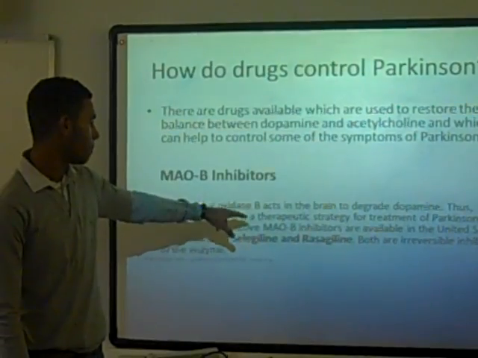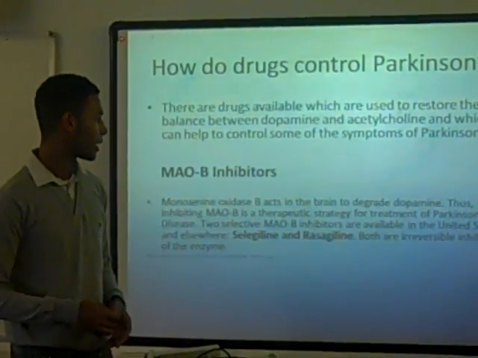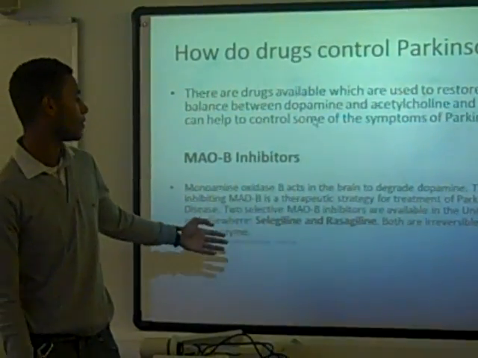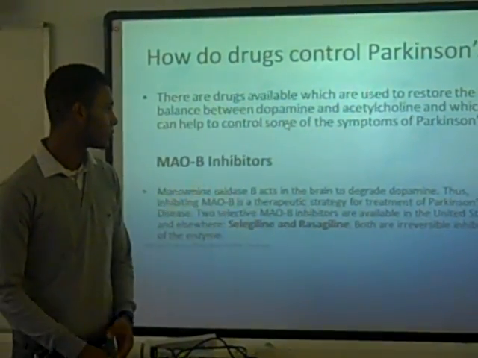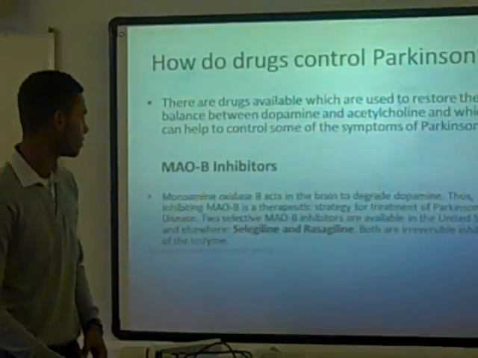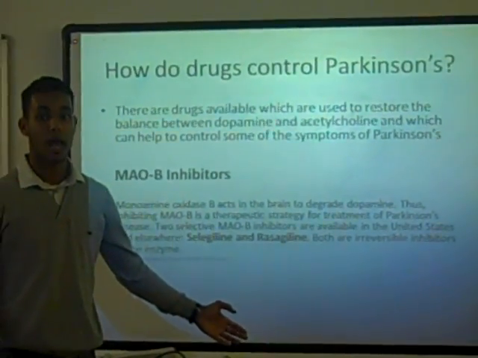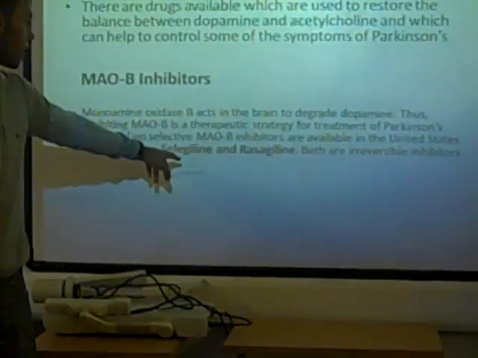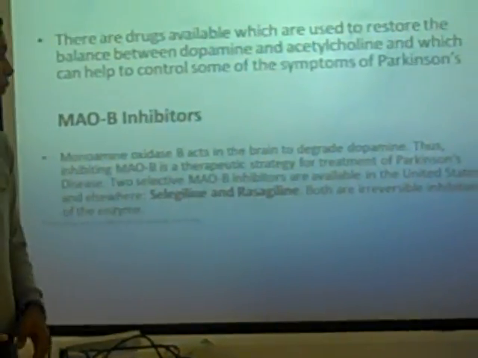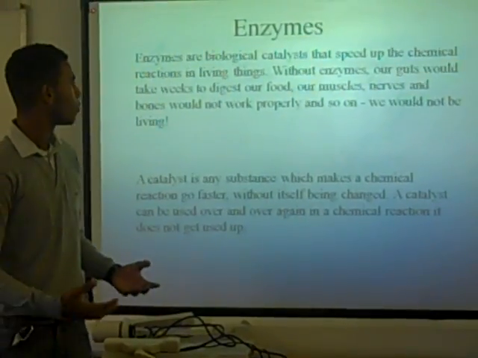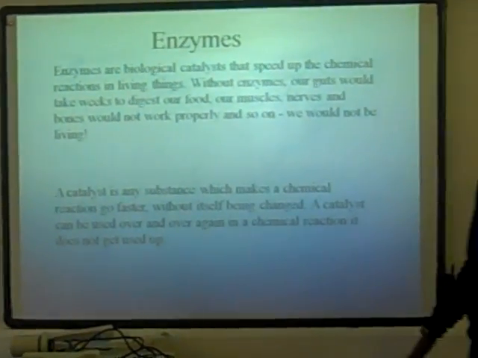Monoamine oxidase B acts in the brain to degrade dopamine. Inhibiting this enzyme is a therapeutic strategy for the treatment of Parkinson's disease. Two selective inhibitors available in the United States and elsewhere are selegiline and rasagiline, which are both irreversible inhibitors of the enzyme. So, what are enzymes?